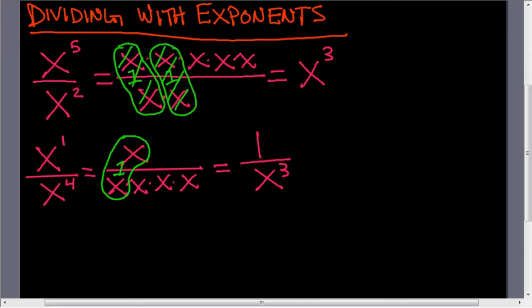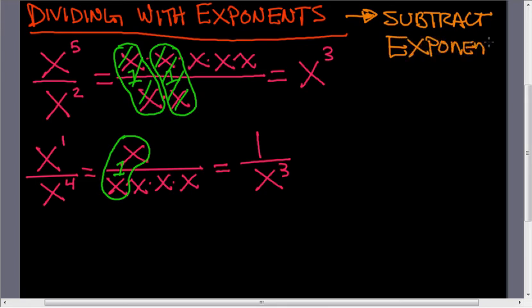The shortcut for dividing with exponents: what are we going to do with the exponents? We're going to subtract the exponents. This is the shortcut for dividing. It's like the exact opposite of multiplying. When you multiplied, you added. Here, when we're dividing, we're going to subtract the exponents. 5 minus 2 is 3. Here, 4 minus 1 is 3.